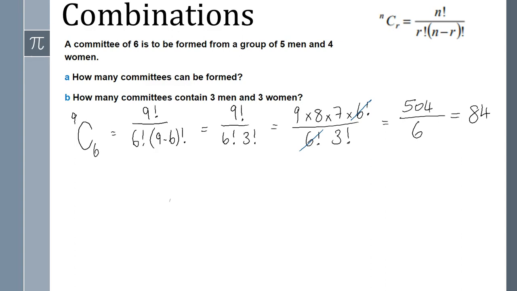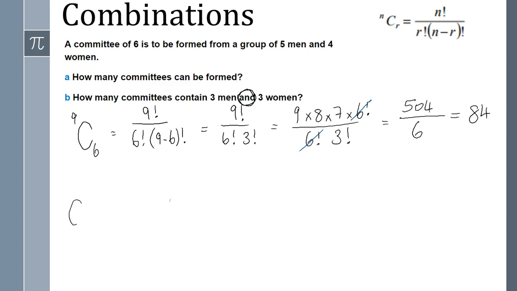Now, the second one takes a little bit more remembering, I guess, and the remembering comes from the word and. When you see and, we're going to be multiplying. I'll show you what I mean by that. So how many committees contain 3 men and 3 women?